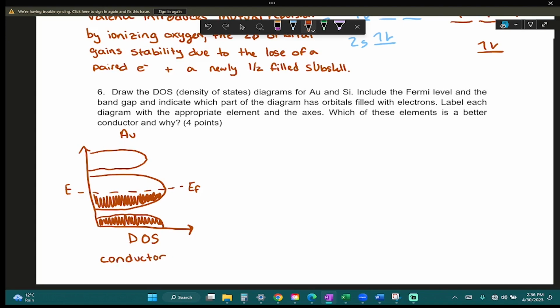Do I need to include a band gap here? Nah, there is no band gap. The electrons can easily transfer over that line. Now for silicon, we said this is a semiconductor, so its density of states looks slightly different.